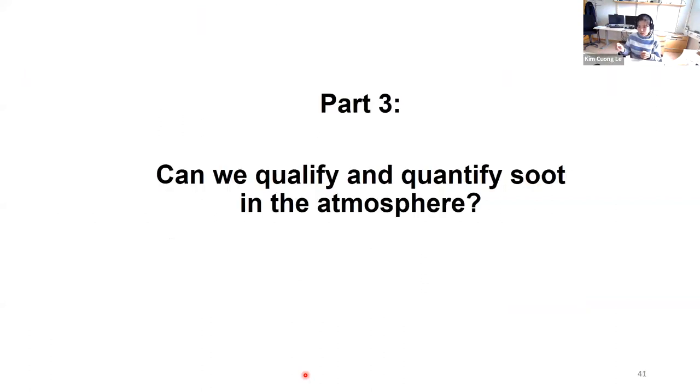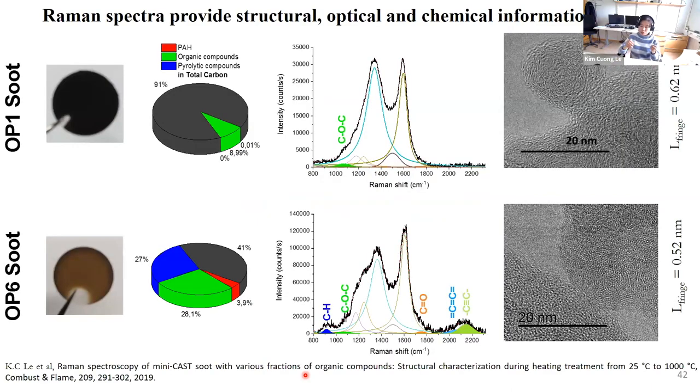Okay, now we continue with the third part of this lecture, where I will show you some applications of soot. The first one is we use Raman spectra to determine the structure property of different types of soot. For example, here I show you OP1 and OP6 soot produced from mini-CAST soot. This is actually a premixed propane air flame. You see brown soot shows different Raman spectra compared to that of black soot.